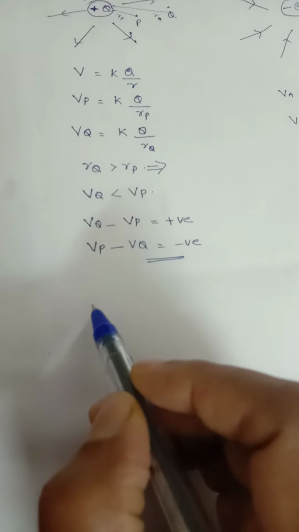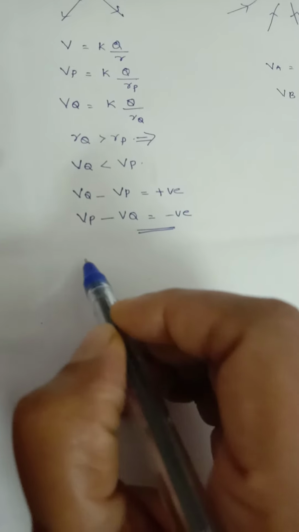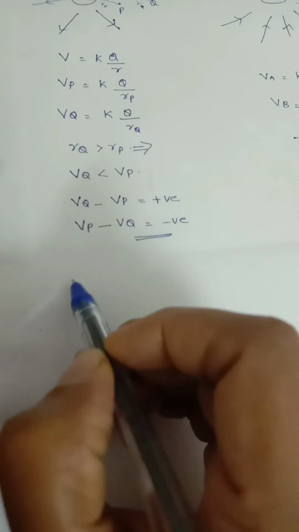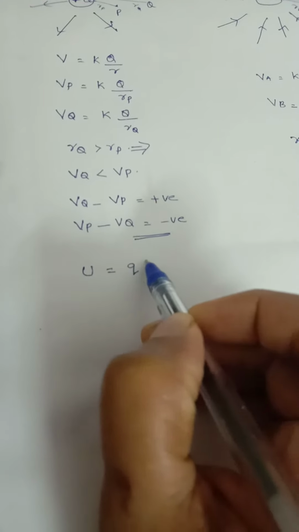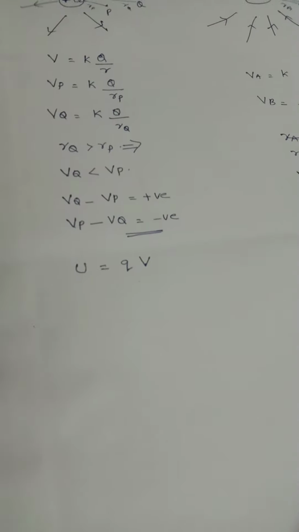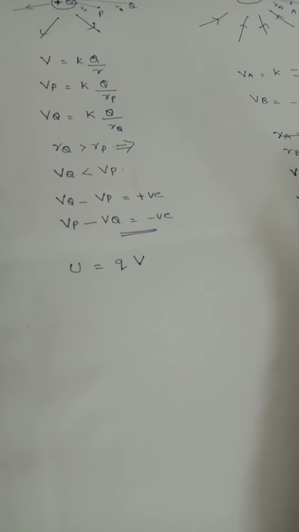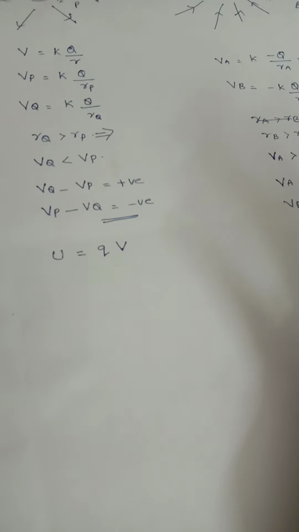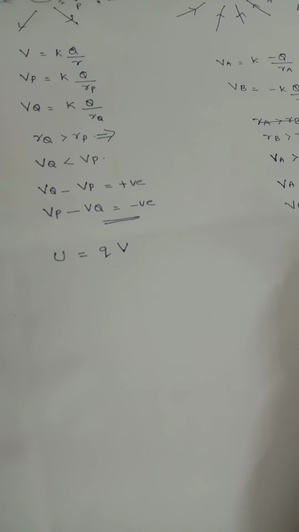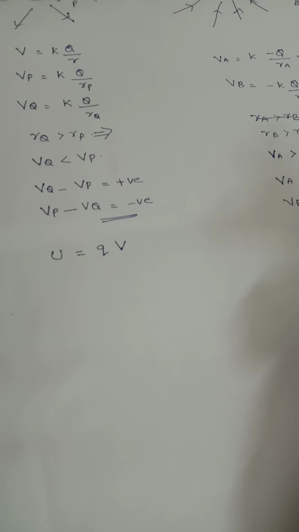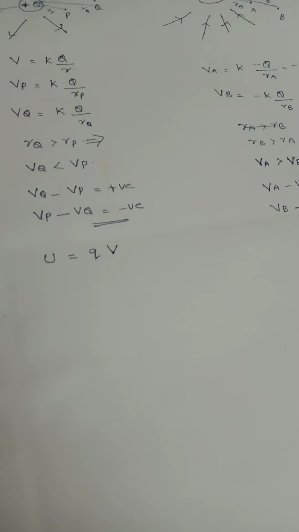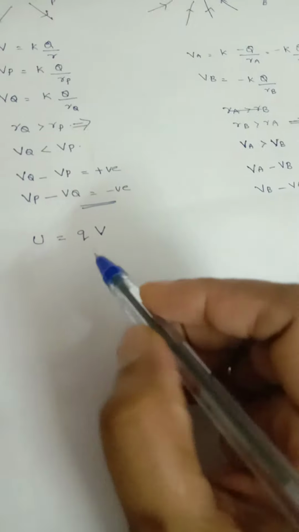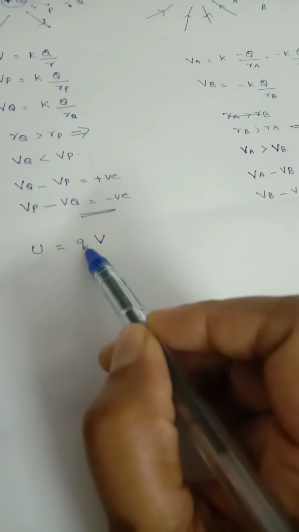Now if we want to find the potential energy difference, we know that potential energy is equal to charge times potential. In our second question it is asked, give the sign of the potential energy difference of a small negative charge between the points Q and P. So how will we solve it? For any such question we can solve it.